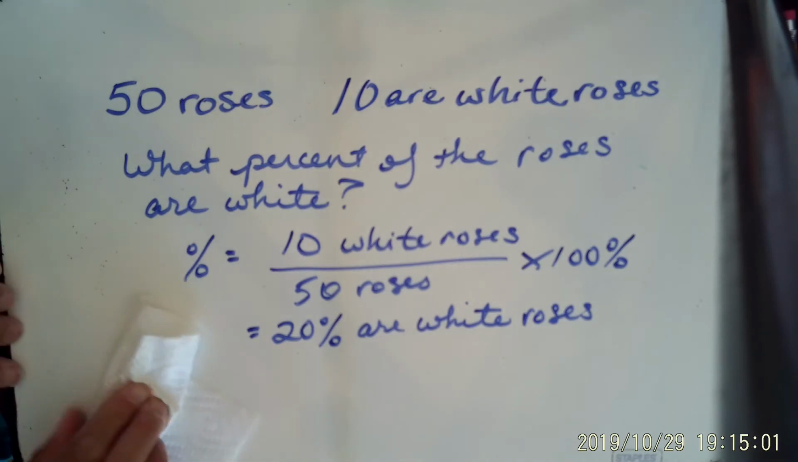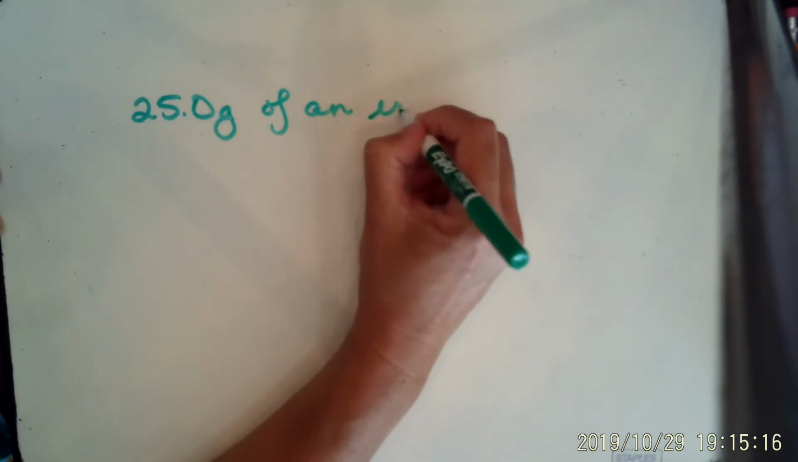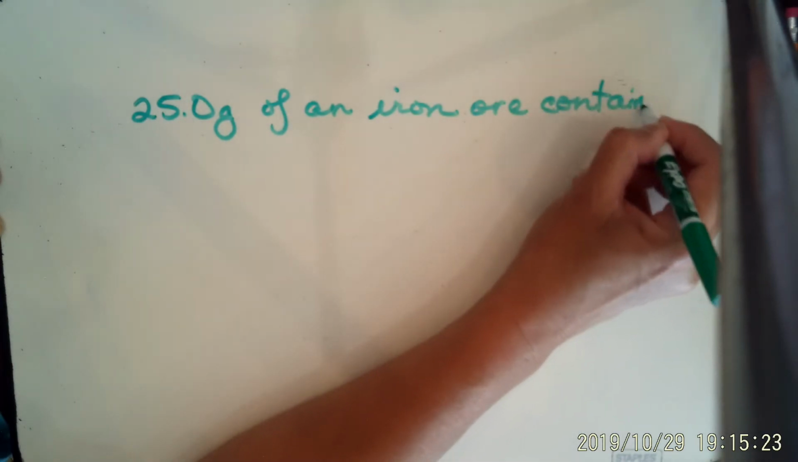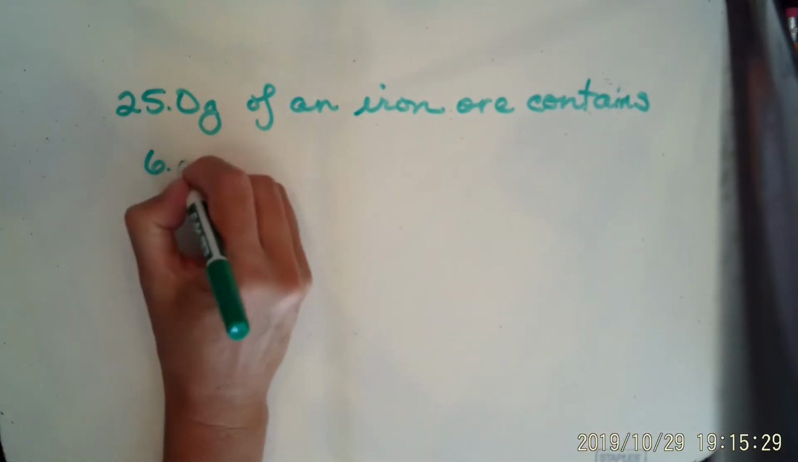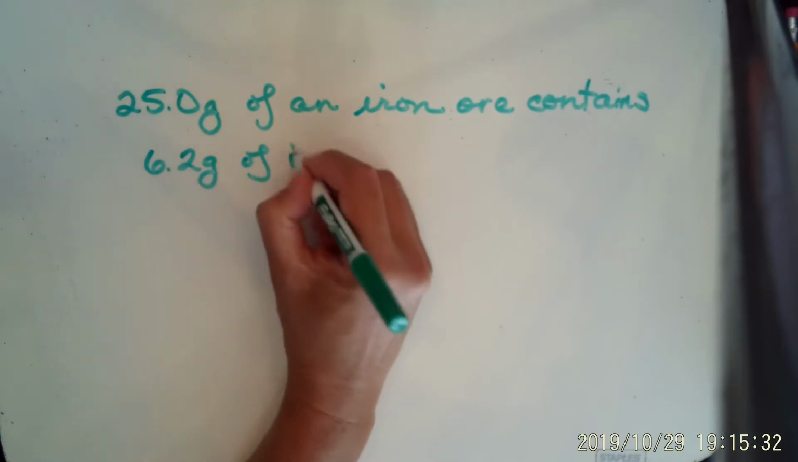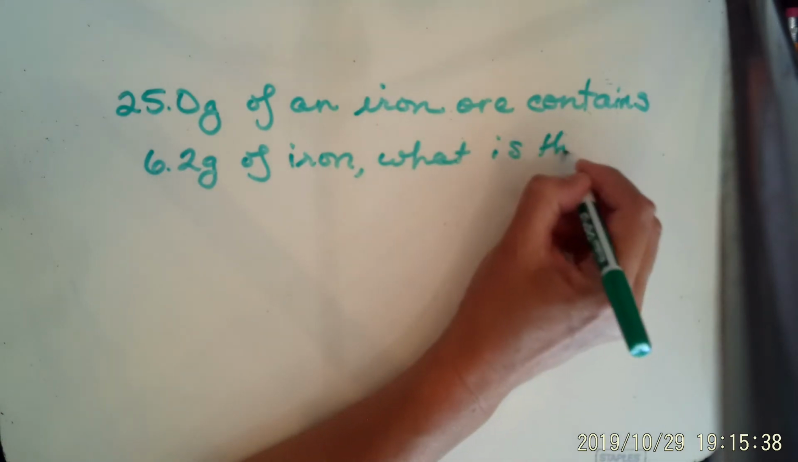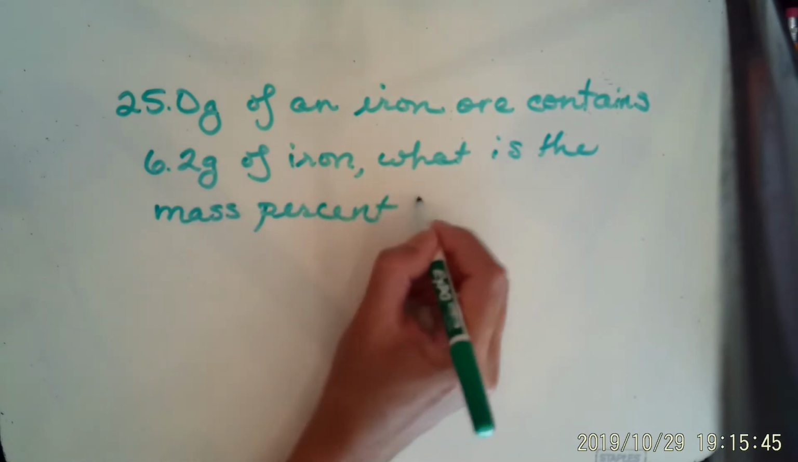Now what happens if we look at mass percent? So I say 25 grams of an iron ore contains 6.2 grams of iron. What is the mass percent of iron?